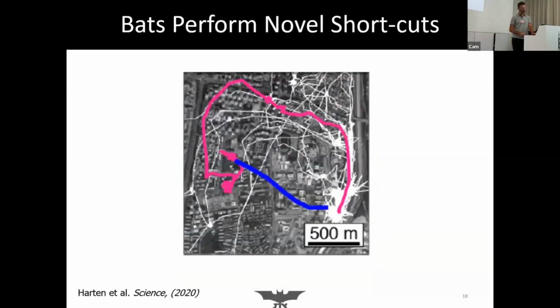So the short story is that they indeed perform shortcuts. Here's one example. It's not a very long one.